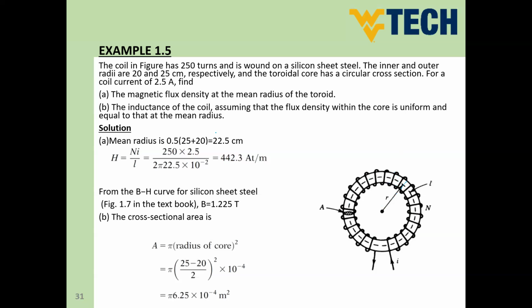Okay, what is needed here? The toroidal core has a circular cross-section. We mentioned that for a coil current of 2.5 amperes. So if the current, guys, is 2.5 amperes, find, firstly, the magnetic flux density. We need to get B at the mean radius of the toroid. For sure, when we calculate anything, guys, we calculate it in the middle or the average length path of the magnetic flux. So we need to get B in our toroid.